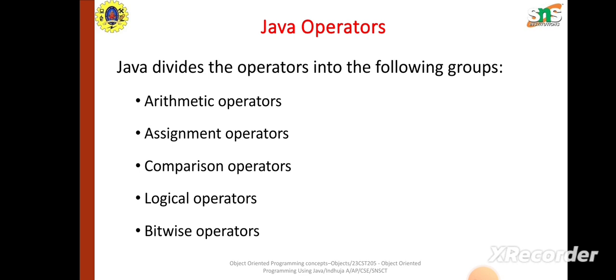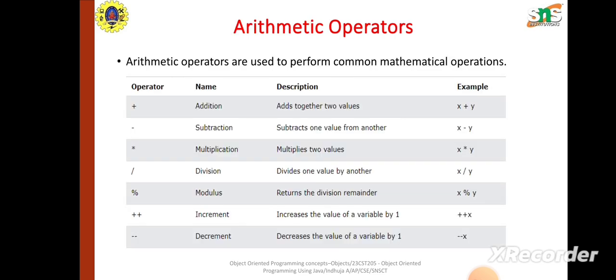So Java divides the operators into the following groups. The first group is arithmetic operators, the second one is assignment operators, the third one is comparison operators, the fourth one is logical operators, and the fifth one is bitwise operators. These are the common mathematical operations: addition, subtraction, multiplication, division, modulus, increment and decrement. The major categories where we may not know the difference are division and modulus. Division operates on the quotient, while modulus operates on the remainder. So these are the arithmetic operators in Java.